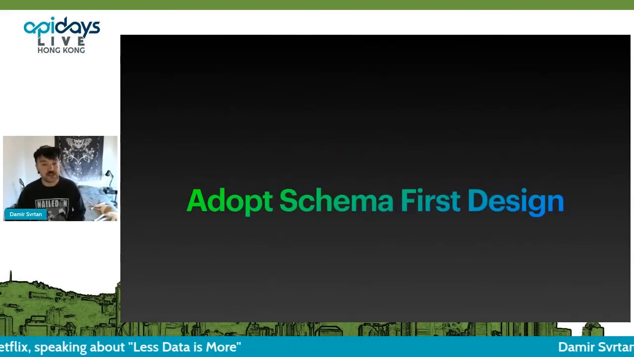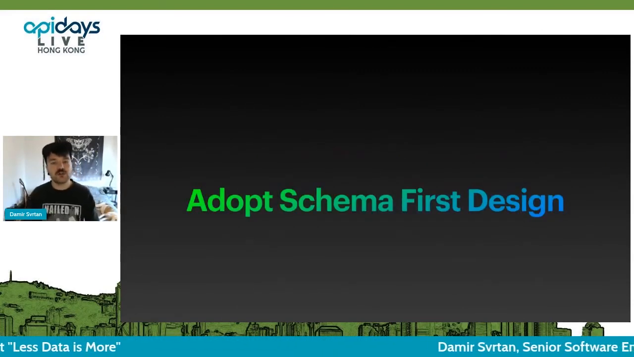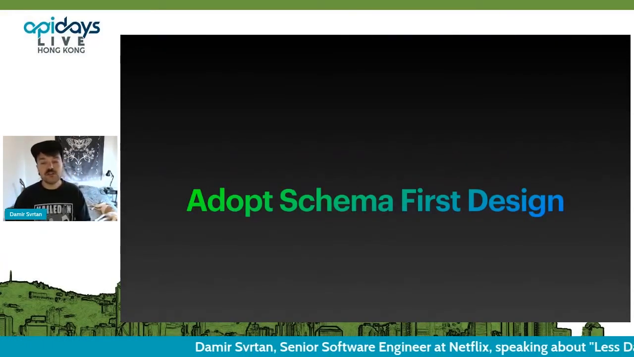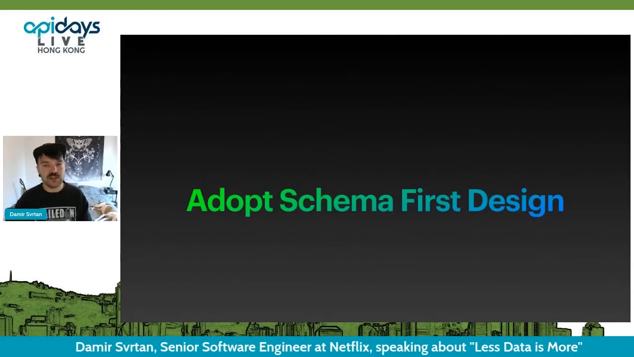First off, I would say adopt schema-first design. Figure out what your domain is and for whom you're building your API. Don't try to play guessing games. Don't couple your APIs to specific implementations.